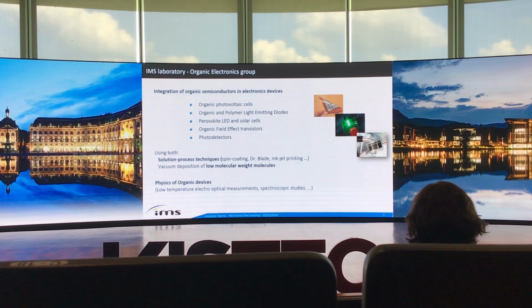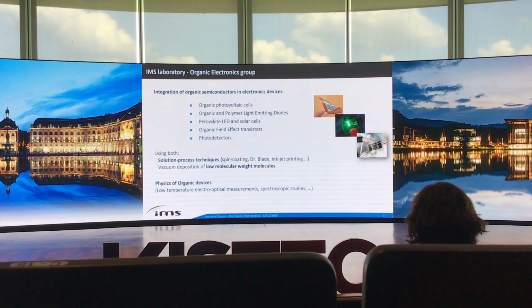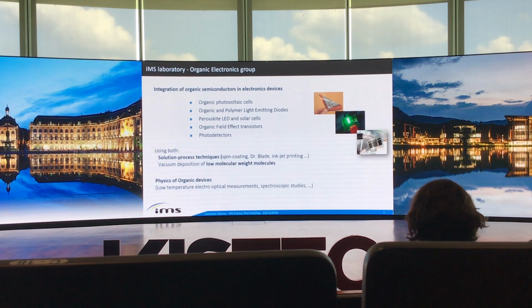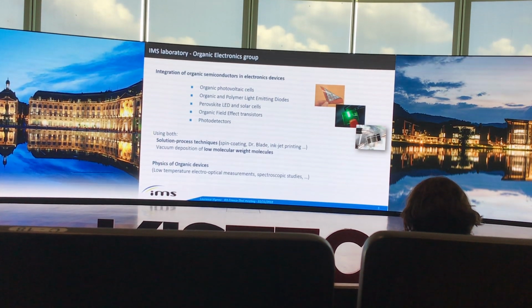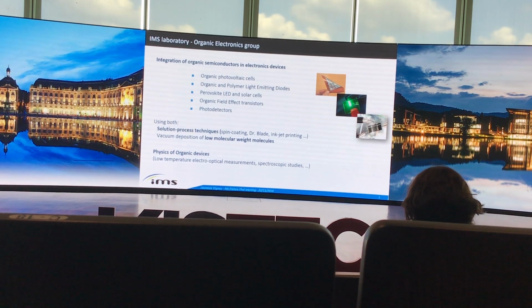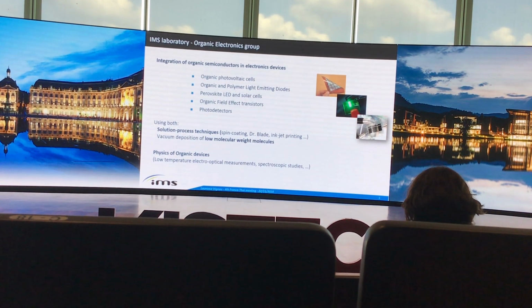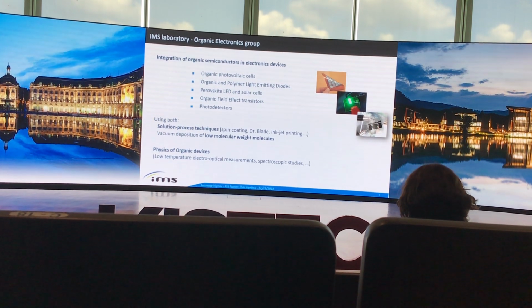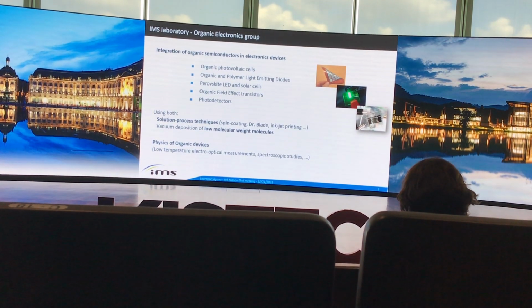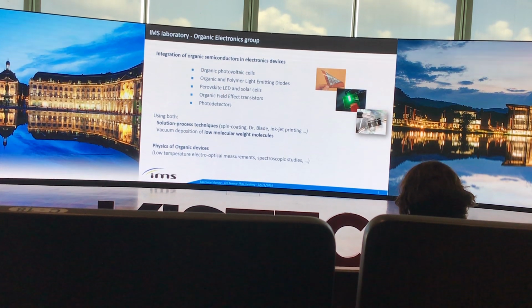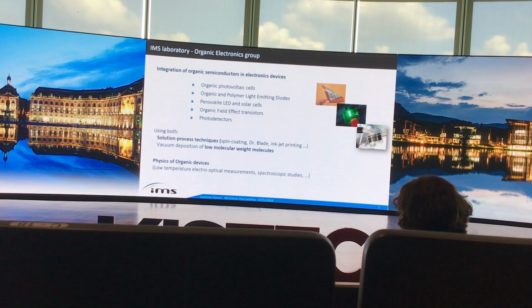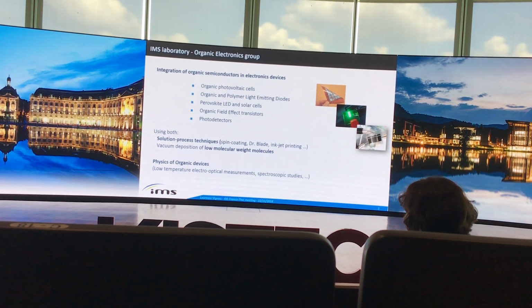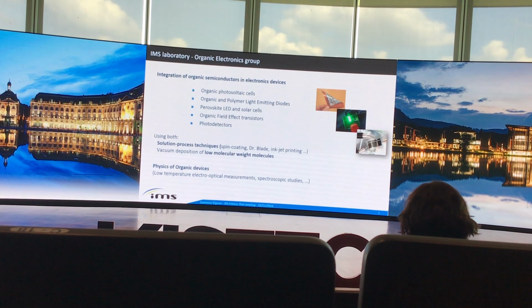In our group, we have had very large activities on organic photovoltaic cells and organic and polymer light-emitting diodes. We also now have an activity on perovskite light-emitting diodes and solar cells. We also work on organic field effect transistors and photodetectors. We use both solution process techniques and vacuum deposition techniques to deposit the materials. We also have physicists in the group, so we have an activity on the physics of organic devices, using, for example, electro-optical measurements at low temperature.